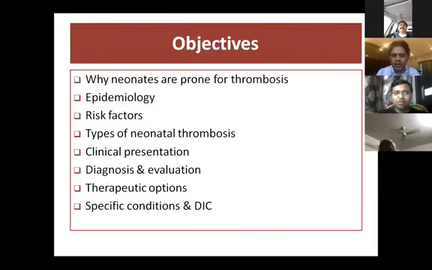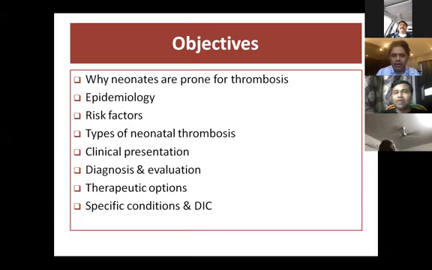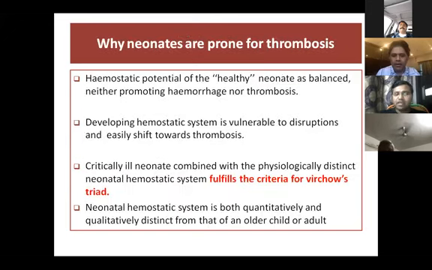The objective of this talk is to cover why neonatal thrombosis is very common in neonates and why they are prone to it, the epidemiology, risk factors, and the types of thrombosis, the clinical presentation, how we can diagnose, how to evaluate once diagnosed, and the therapeutic options, and I'll discuss some common specific conditions. In the last, DIC. Why do neonates get it?